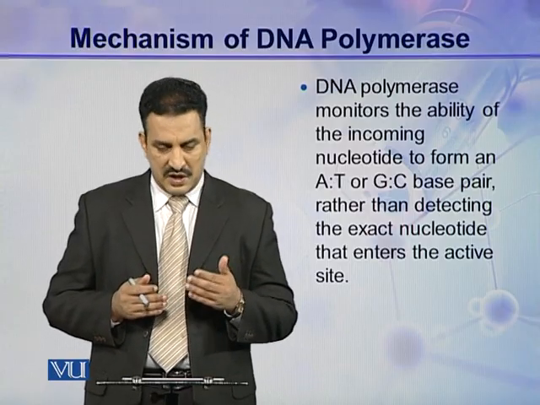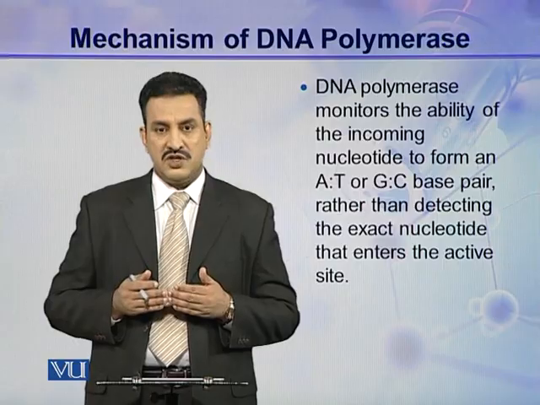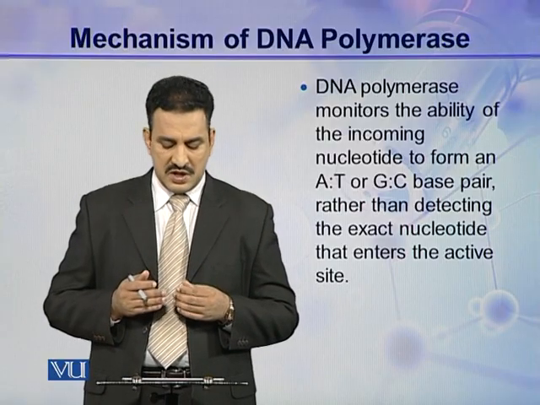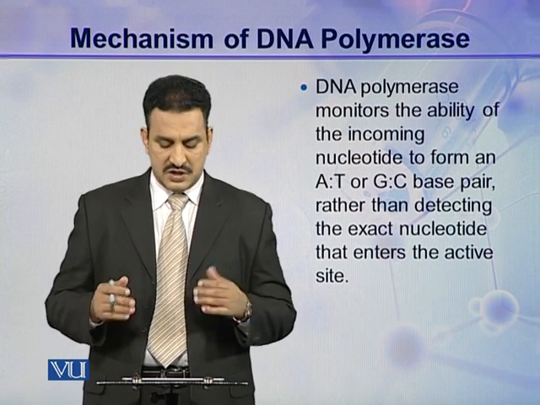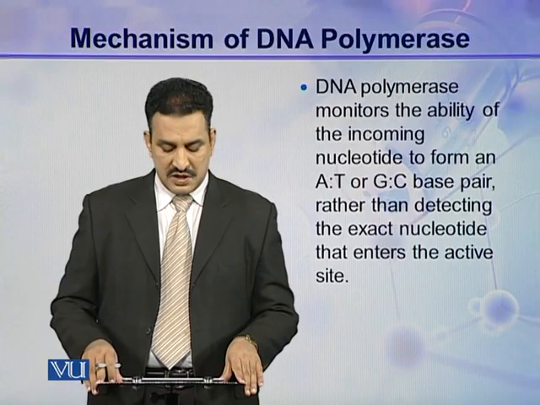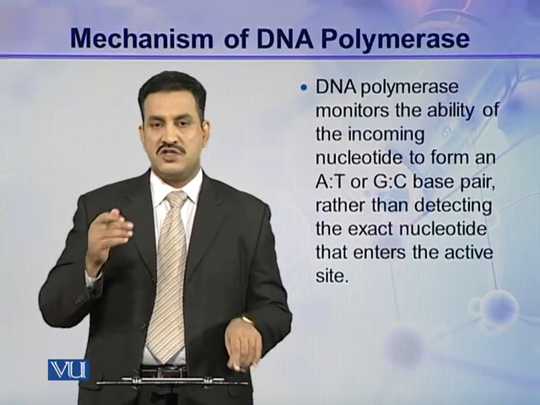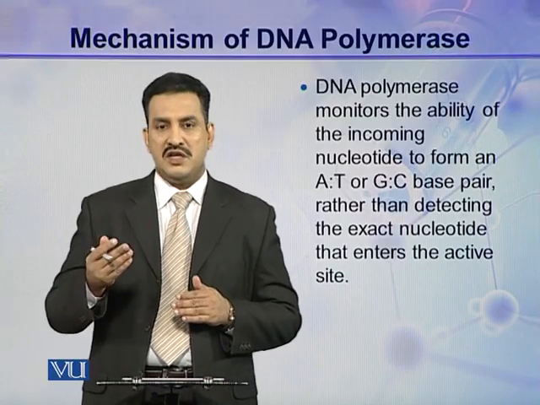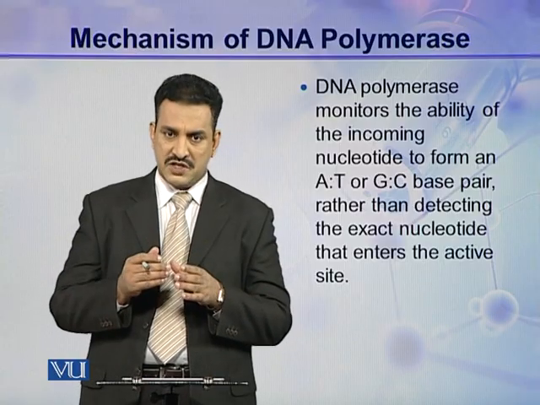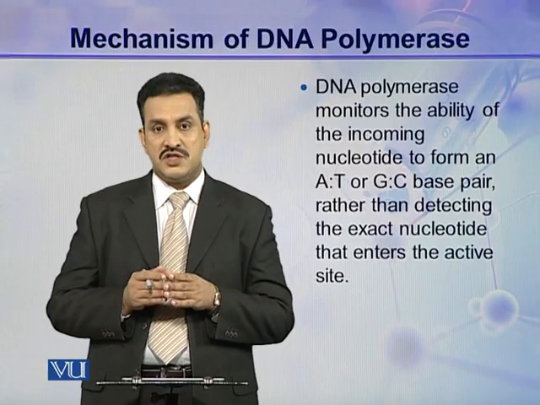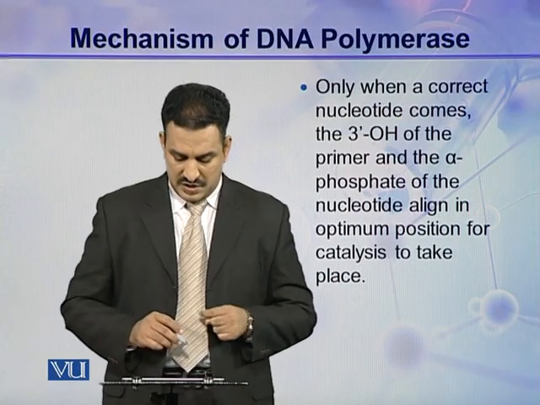For example, A will only base pair with T, and G will only base pair with C. So this is correct base pairing, and this is monitored by DNA polymerase, and it doesn't detect the exact nucleotide that enters the active site. So any of the four dNTPs can come to the active site, but only the right dNTP will be added to the existing chain of the DNA.